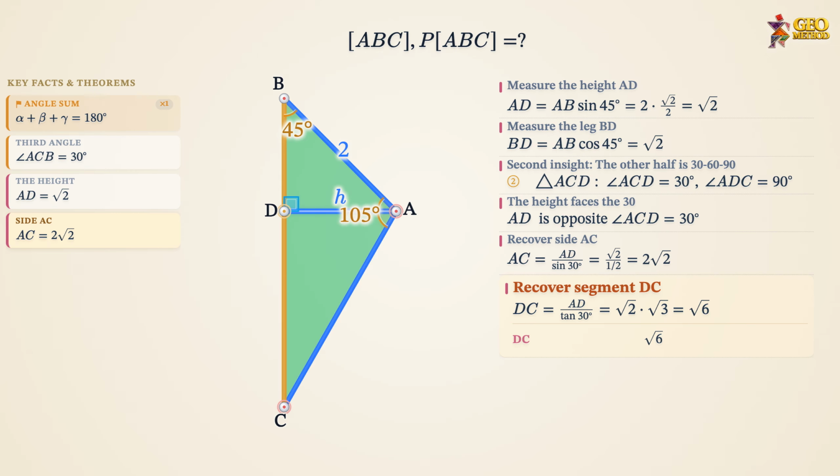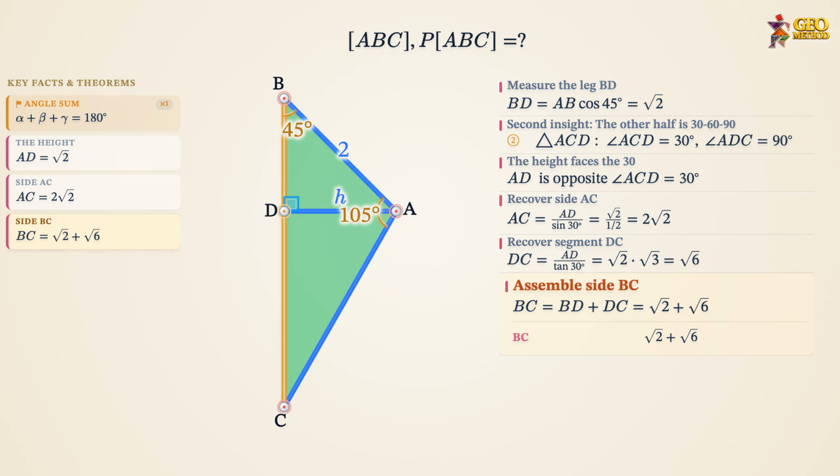The left-hand leg segment DC equals the opposite leg segment AD divided by the tangent of 30. The tangent of 30 is 1 over root 3. So dividing multiplies by root 3, giving root 2 times root 3, which is root 6. The foot D split side BC into the two pieces we measured. Adding them back together, segment BC equals root 2 plus root 6. Now all three sides of the triangle are known.